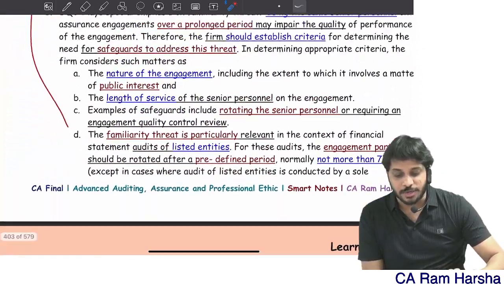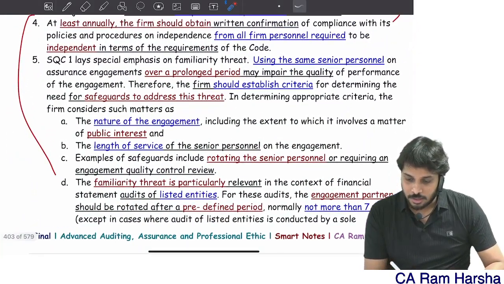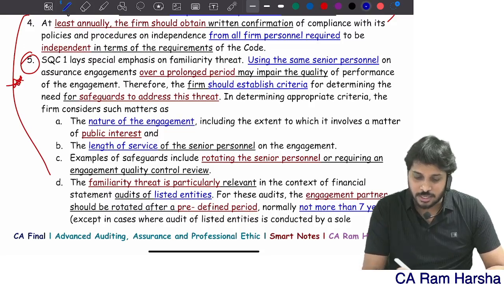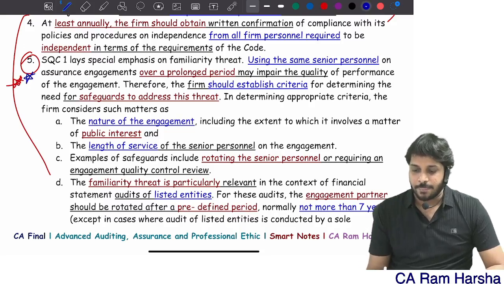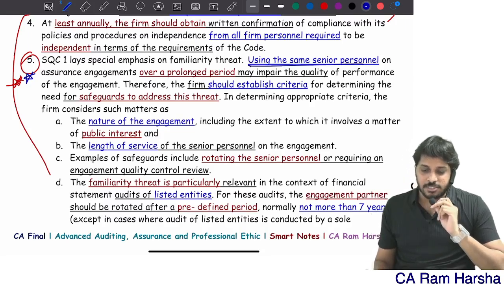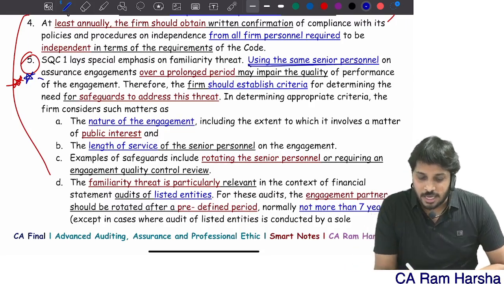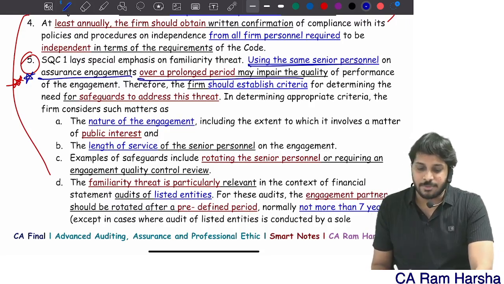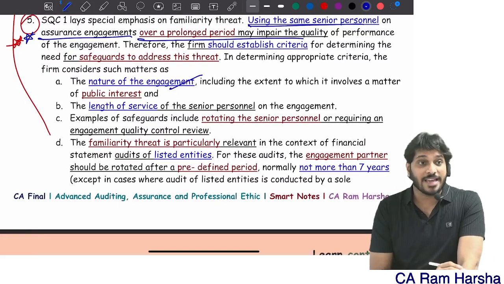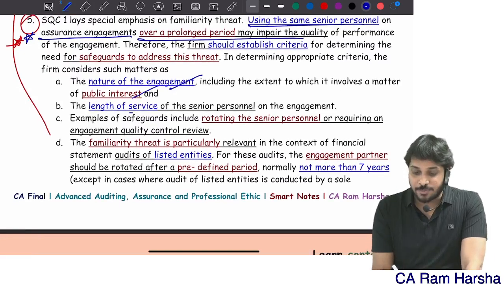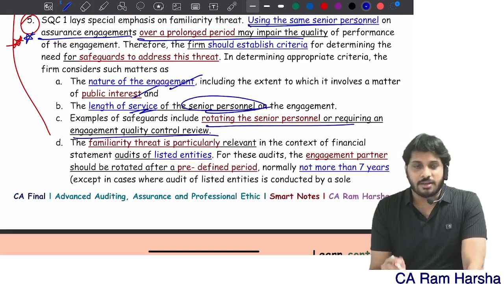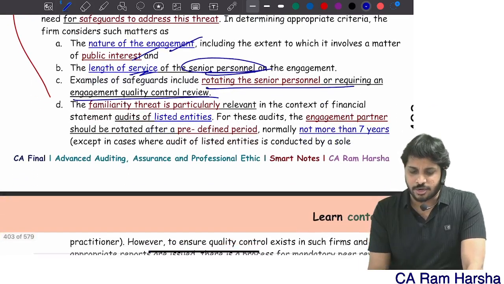In ethical requirements, one important point is this fifth point. In ethical requirements, I'll tell you an important question in this. This fifth point is relevant. Can the firm use the same senior personnel on the assurance engagement over a prolonged period of time? Can the same person be used? It depends upon the nature of the engagement, public interest. It depends upon the length of service that person is involved on this work. Rotating senior personnel as and when required for quality control review.